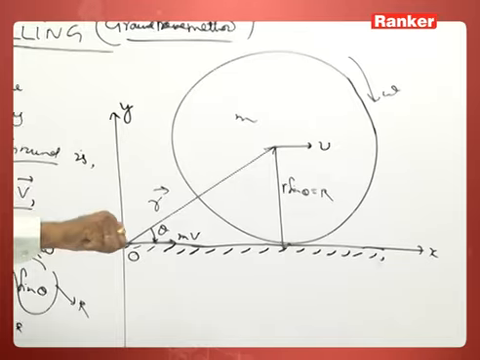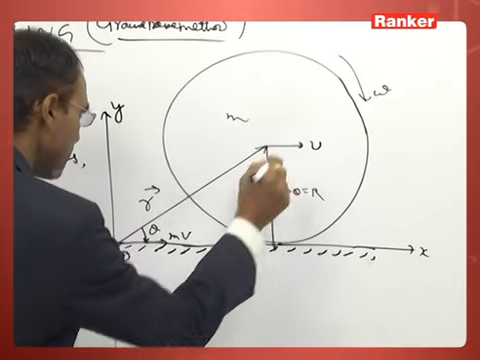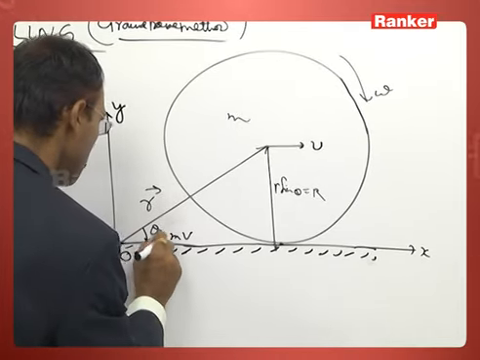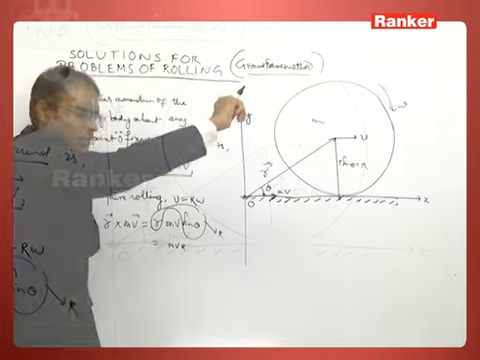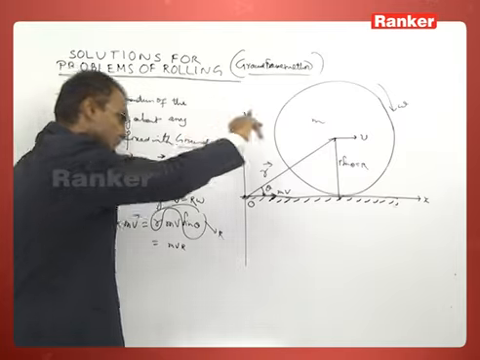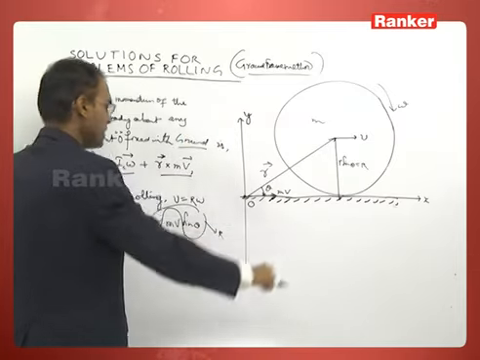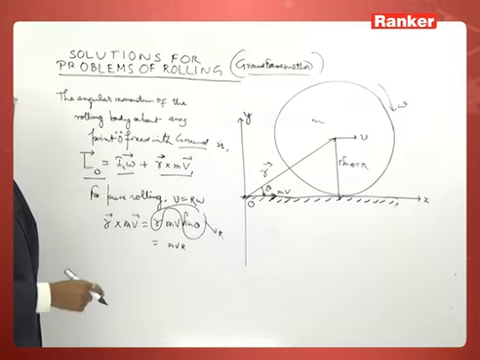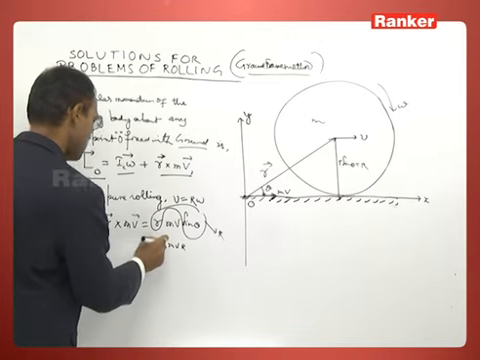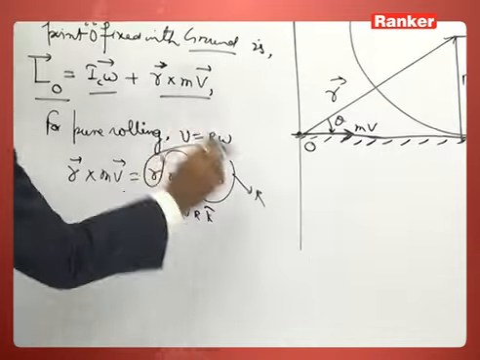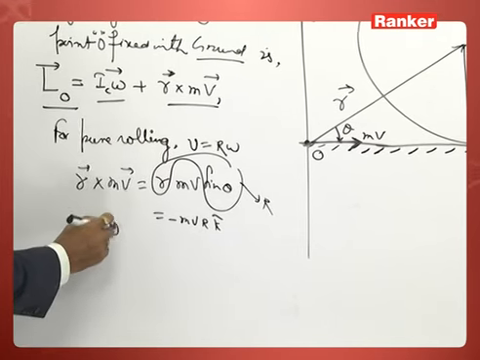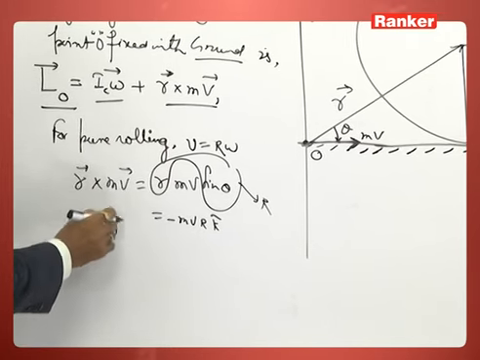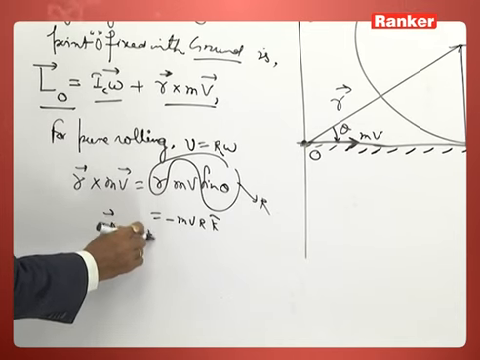R cross MV: bring the tails of these two vectors, MV vector and R vector. From R to MV, you bring the angle. That angle moves in clockwise sense. Therefore, R cross MV direction is clockwise, or minus k cap. And omega is equal to omega minus k cap.